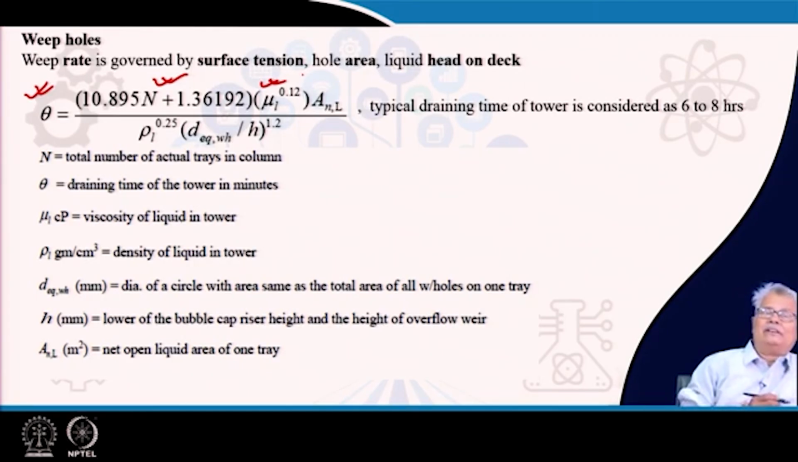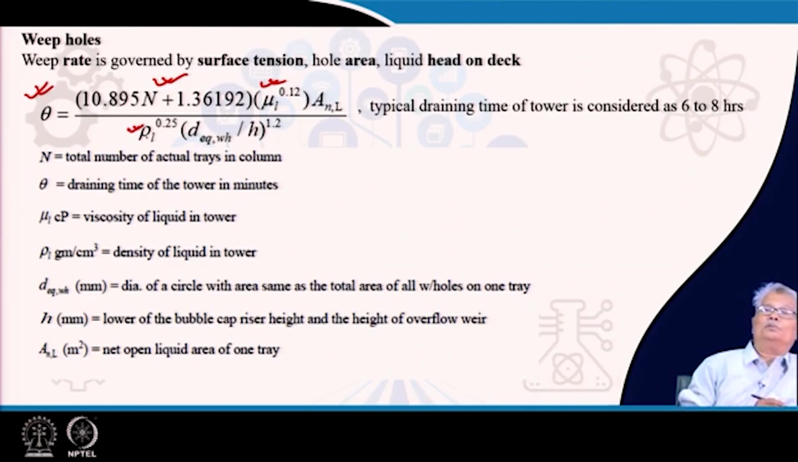Now, heavier the liquid, more will be the static head allowing it to pass through the weep hole. So, quite naturally theta is inversely related to rho L, and rho L appears in the denominator.